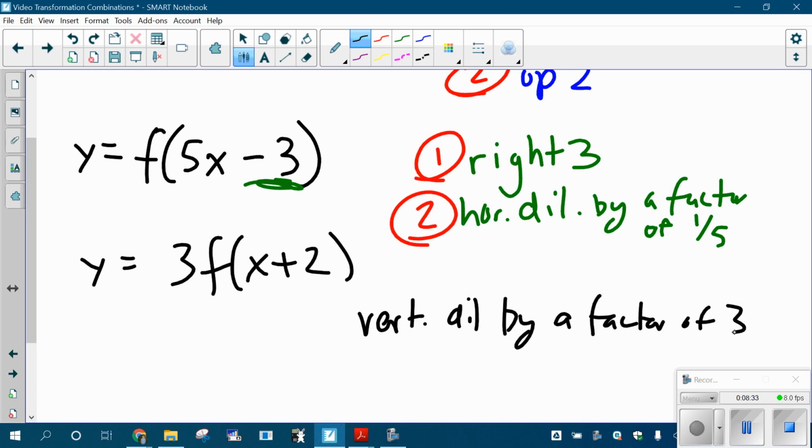And then we got a +2 on the inside. That's going to be horizontal. It's going to be a shift. It's not right 2, though. It's left 2 because it's backwards. Now, one of these is vertical and one of them's horizontal, so which one do you do first?